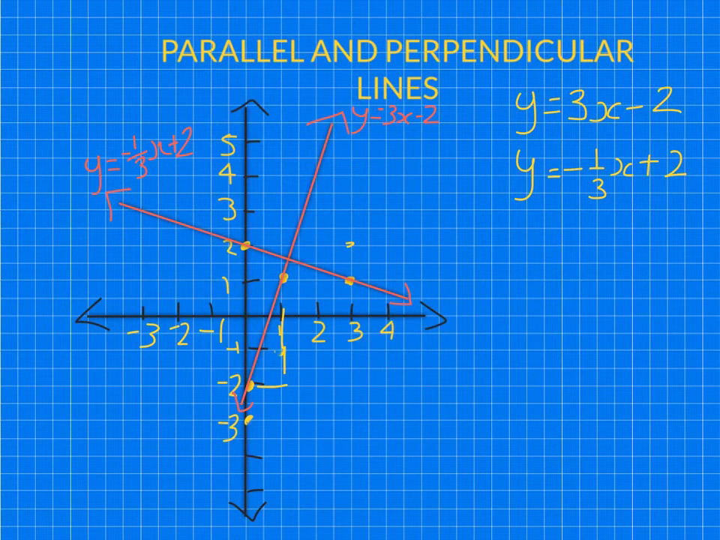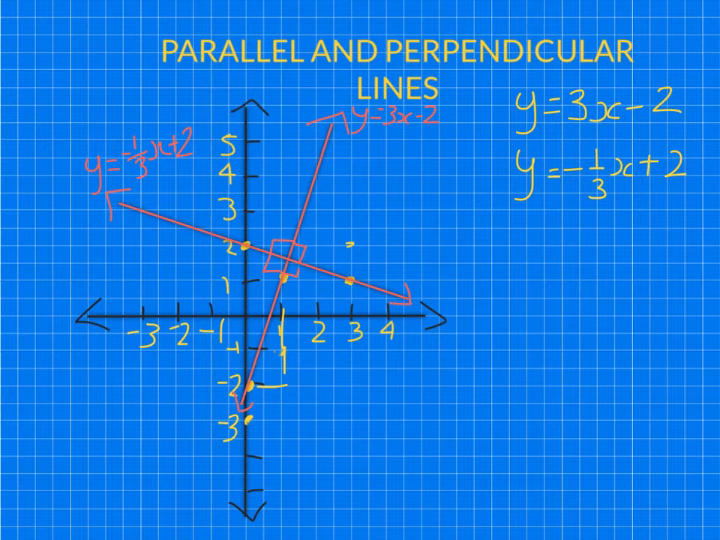So these 2 lines are perpendicular, means they intersect at 90 degrees. So if that angle's 90 degrees, this angle will be 90, then this angle will be 90, and this will be 90. So that's what perpendicular means. So again, whether or not 2 lines are perpendicular is entirely dependent on their gradient, the direction in which they're going.